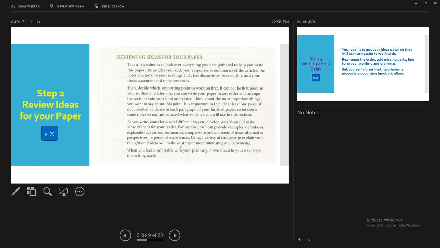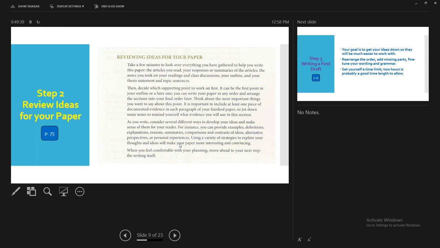Think about the most important things you want to say about this point. It's important to include at least one piece of documented evidence in each paragraph of your finished paper. So jot down some notes to remind yourself what evidence you will use in this section.